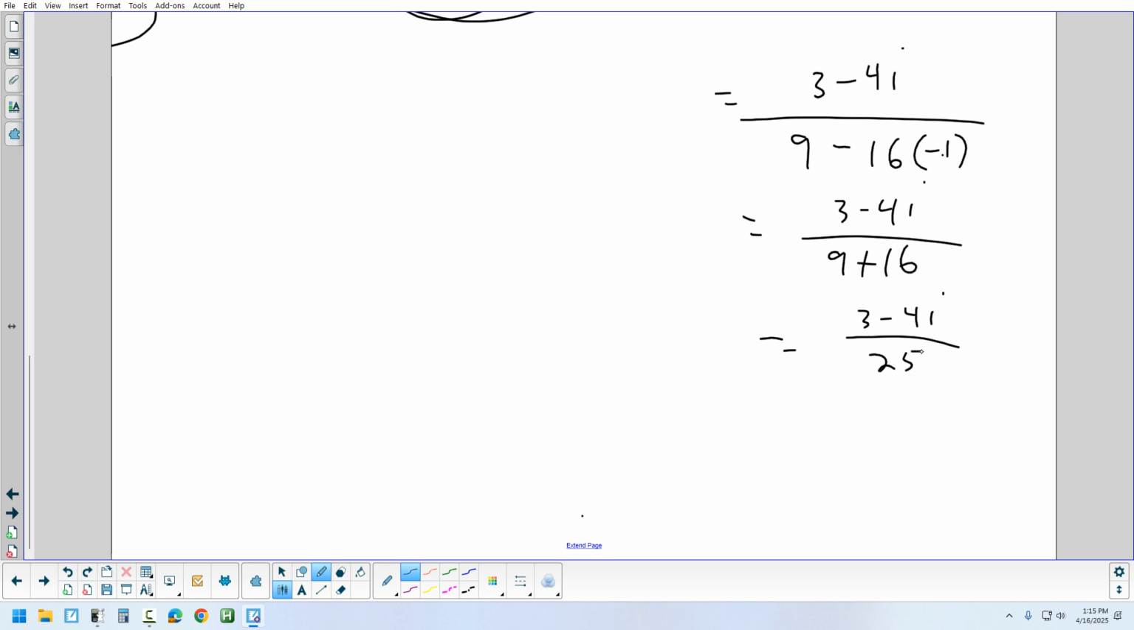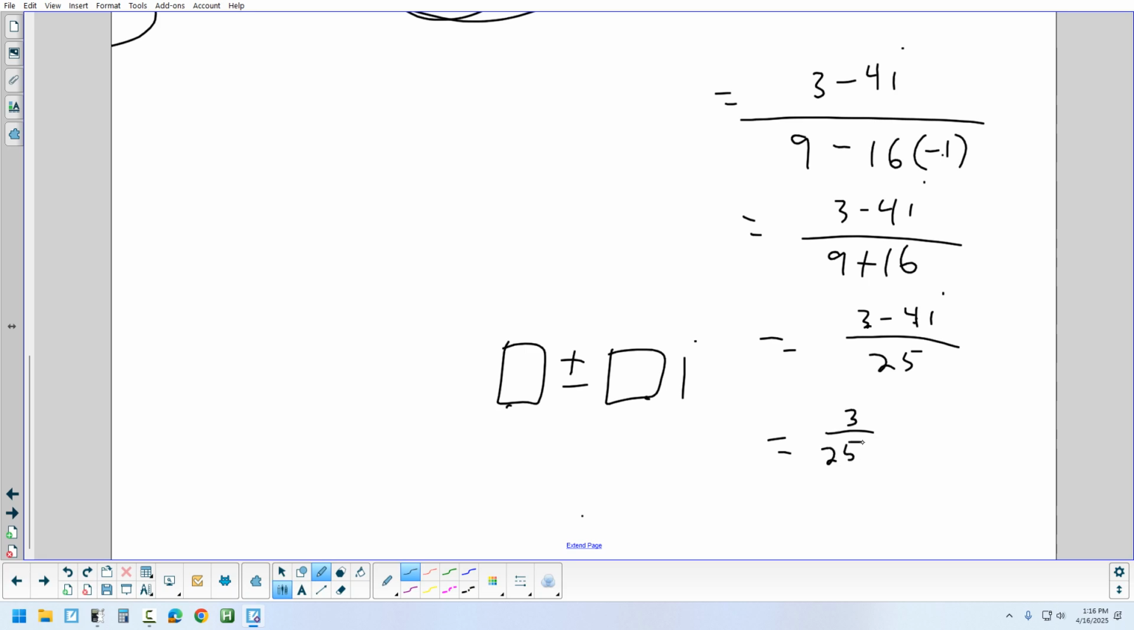Do you have to times it by 25? The final answer has to be written like this. Real part and imaginary part are two separate parts. You can't have one big fraction. Would you times it by 25 over 1? Nope, you don't have to times it. When you want to write it separately, you take each part and put them over the 25 separately.